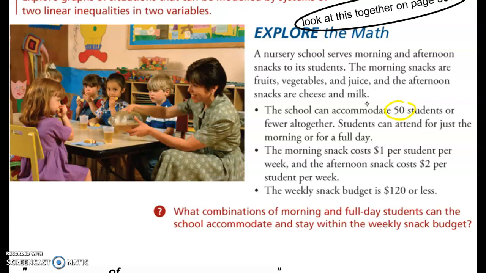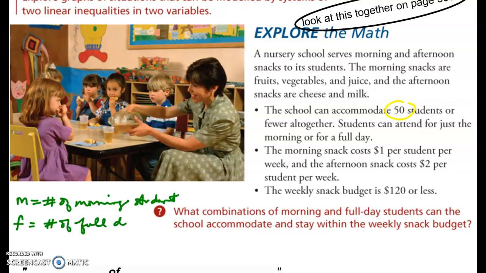We can see a couple different inequalities in here, can't we? If we had two variables, say M for morning students and let's say F for number of full day, we could then count that up. Now we know that they cannot have more than 50 students. So we can say that morning and full day students have to be less than or equal to 50. We can write that inequality.